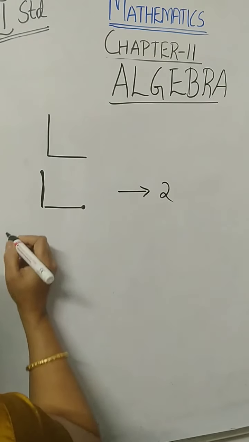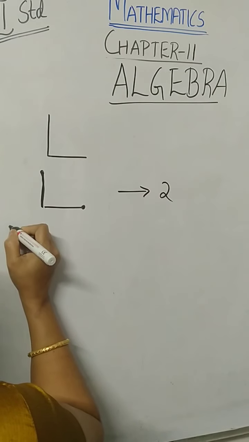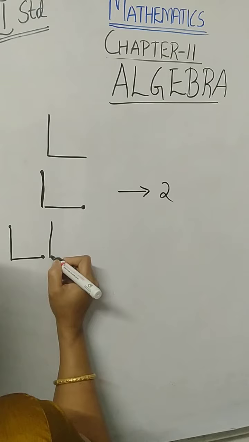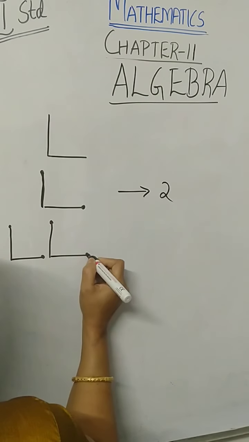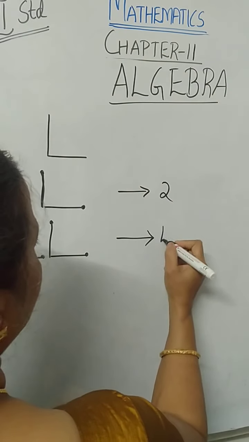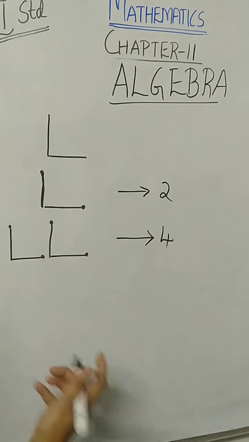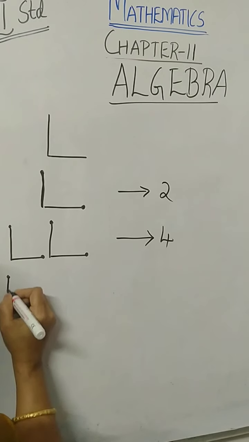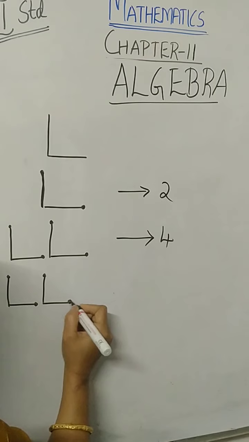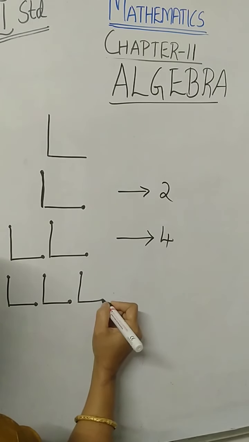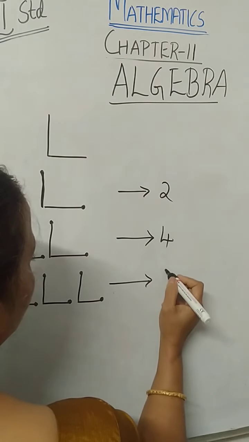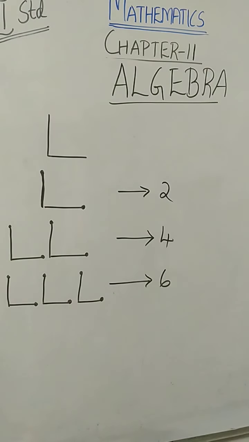If you have to make 2 L's, one is here, another is here. How many matchsticks have you used here? You have used 4 matchsticks. Similarly, if you have to make 3 L's, one is here, one is here, another is here, how many matchsticks have you used? You have used 6.